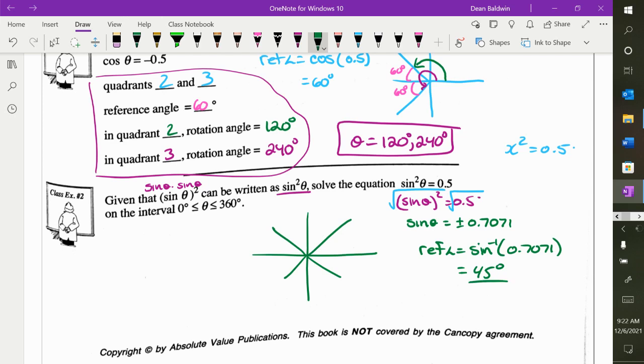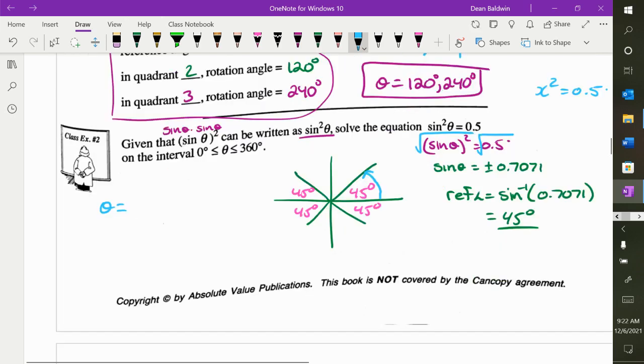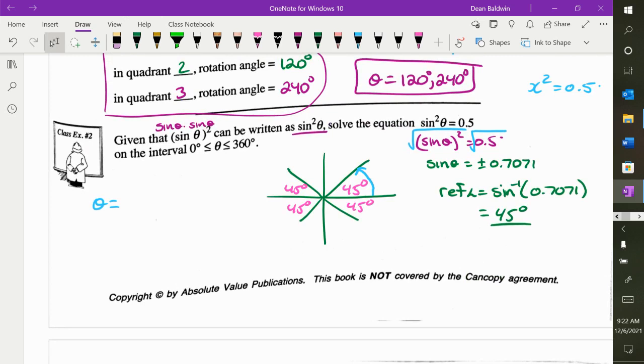So it's 45 degrees. 45 degrees is your reference angle. So that means that this is 45, this is 45, that's 45, and that's 45. So what does theta equal? If you start here to get there, the first time is 45. That's the first quadrant.